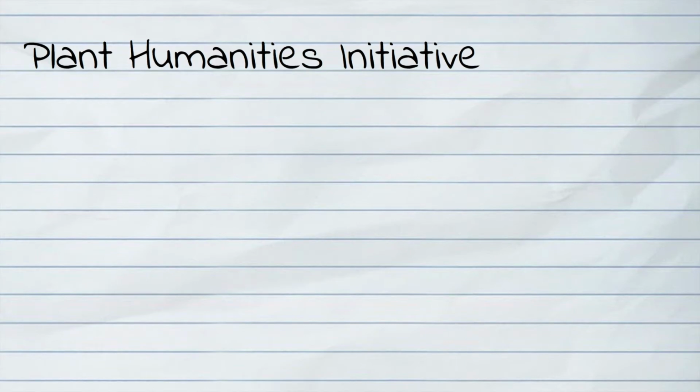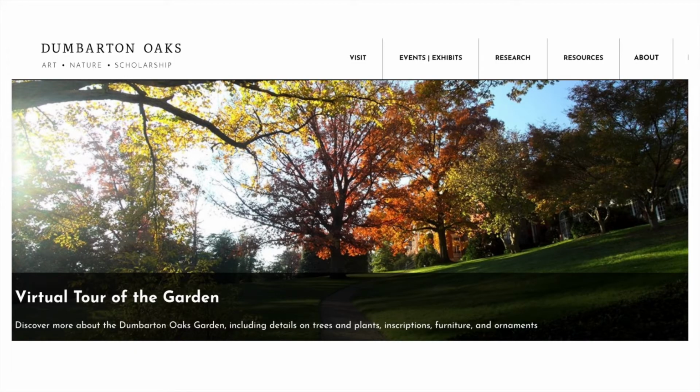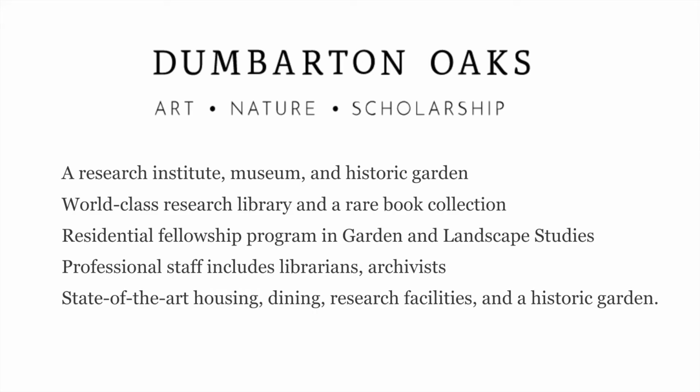What is the Plant Humanities Initiative? At its core, it's a partnership between JSTOR and Dumbarton Oaks. Now, I've already introduced JSTOR. Let me tell you about Dumbarton Oaks. Dumbarton Oaks is a research institute, museum, and historic garden founded in 1940 and affiliated with Harvard University. It's located in Washington, D.C.